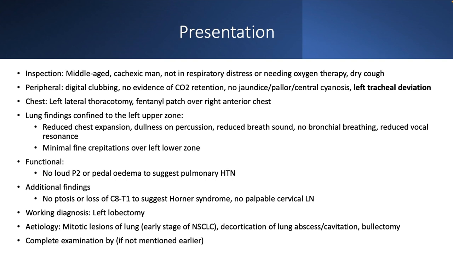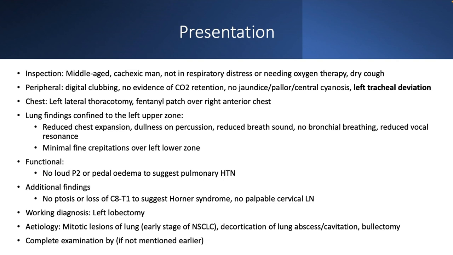My finding of the lung is confined to the left upper zone, in which there's reduced chest expansion, dullness on percussion, reduced breath sound but no bronchial breathing, and the vocal resonance is reduced. There's also some minimal fine crepitation over the left lower zone. Functionally, there are no signs to suggest pulmonary hypertension. Additionally, there's no ptosis or loss of C8-T1 distribution to suggest Horner syndrome. There's no palpable cervical lymph node.